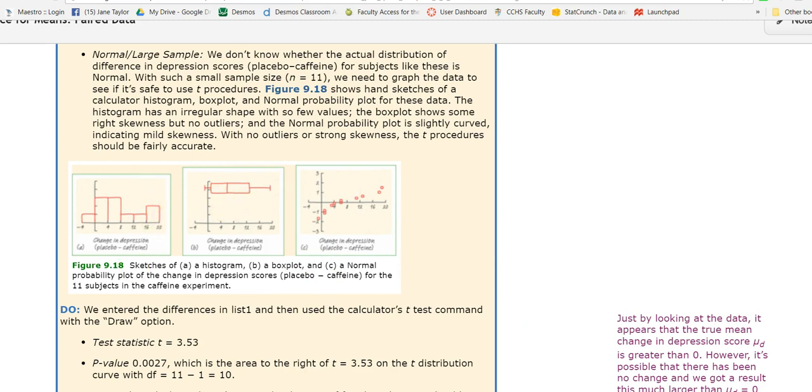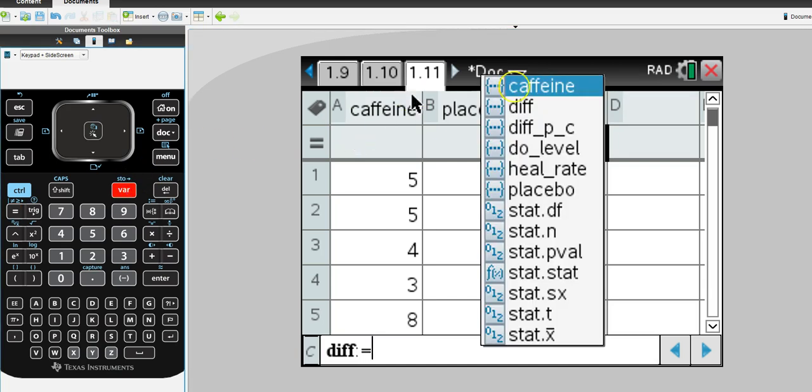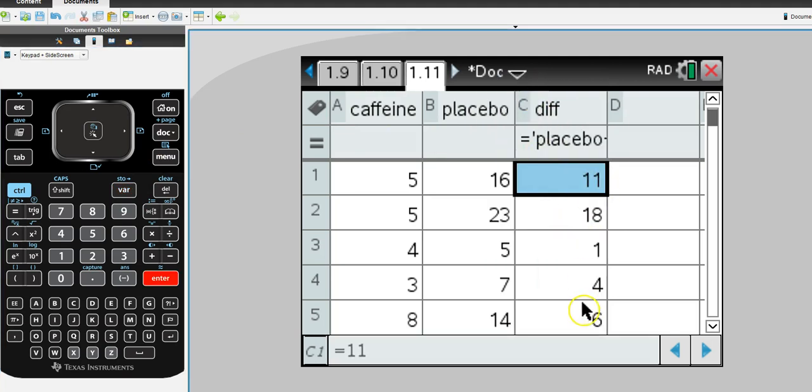So let's go ahead and look at what we've got here. I wanted to show you, first of all, if you were given the 2 sets of data, how would you find the difference quickly on the calculator? So I would name another list difference. Then I'm going to say equals, and then if I go to my variable button, I'm going to find the placebo, and then minus, and then go to the variable button and find caffeine, and then push enter, and that lists all the differences in this third list. And this is the list that I'm actually going to do the test on. It's a test of the differences, not a test on either of these individually.